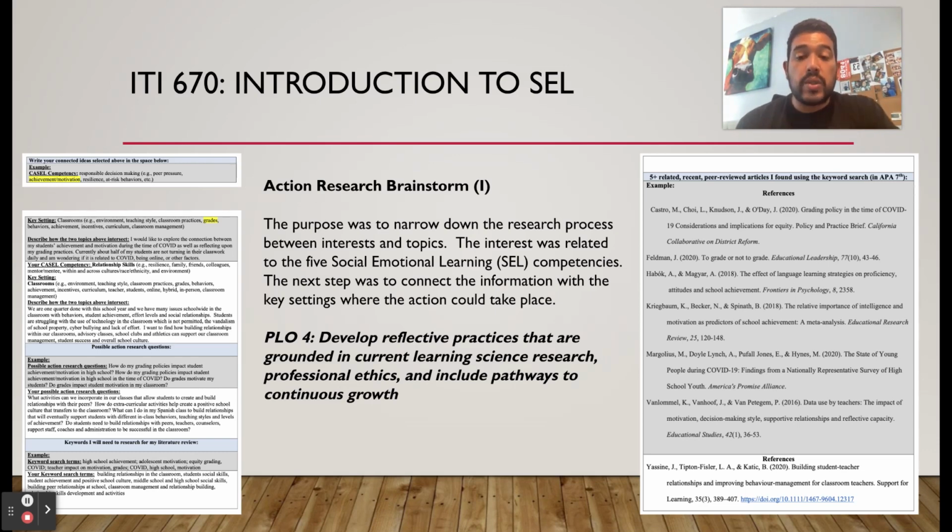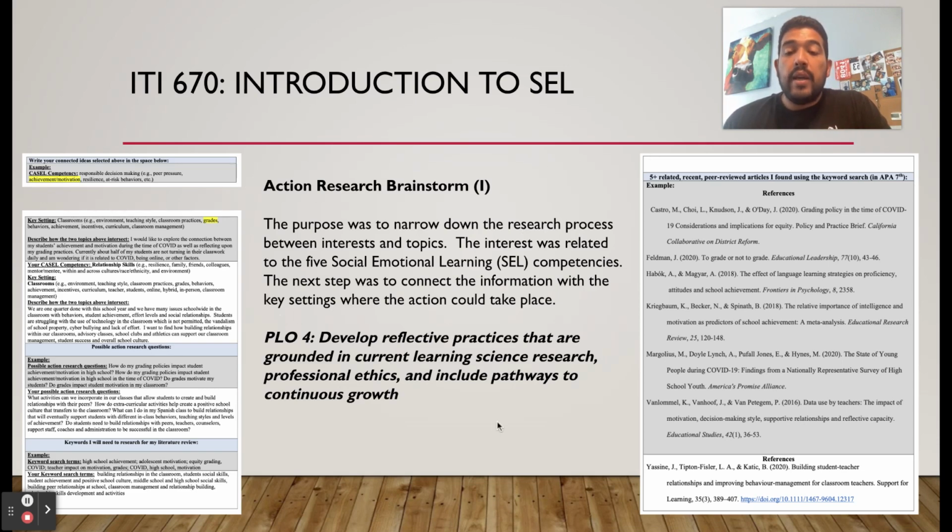So I chose Introduced. And I chose that in line with PLO4 because it developed reflective practices that are grounded in current learning science research, professional ethics, and include pathways to continuous growth. And so, because of this, it introduced me into this world of research and how this was used in the educational world, which I had no idea how to do before. And so, here you see the assignment that I chose.